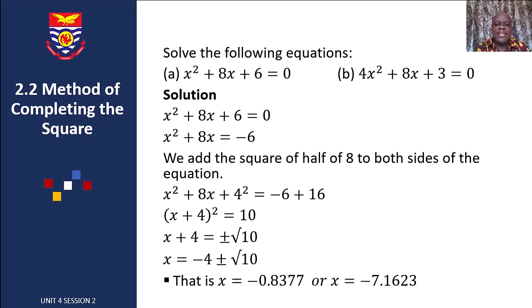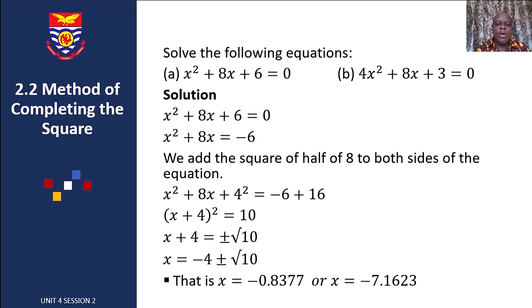Our next step is to consider the middle term, which is 8x. Then we consider the coefficient of the middle term, which is 8. We will find half of 8. Half of 8 will give us 4. We will square the answer to get 4 squared.